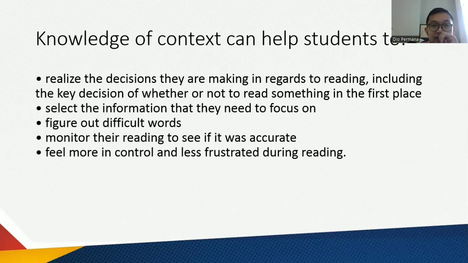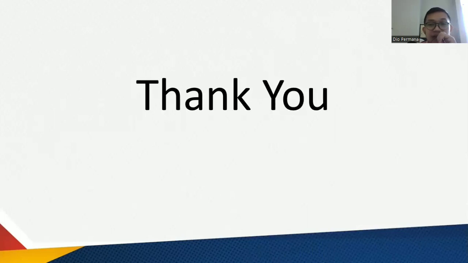First, realize the decisions they are making in regard to reading, including the key decision of whether or not to read something in the first place. Second, select the information based on what you need. Okay, and then third, figure out difficult words. You will know which word that you are unfamiliar with. And then to monitor your reading activity, to monitor your ability in reading. And then last, to feel more in control and less frustrated during reading. So this is the importance, the advantage of understanding the context word in reading comprehension.